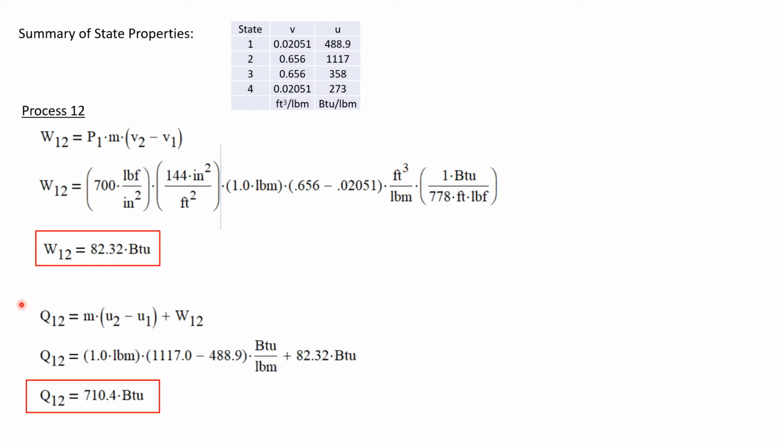Now we can calculate the heat transfer that takes place in this process 1-2 by writing an energy balance. We can say that Q is delta U plus W. And delta U is the mass times the change in specific internal energy. And W we just calculated. So we have a mass of 1 pound mass, a value for U2 minus a value for U1, and the work done during this process, 82.32 BTUs. And I calculate a heat transfer during process 1-2 of 710.4 BTUs.